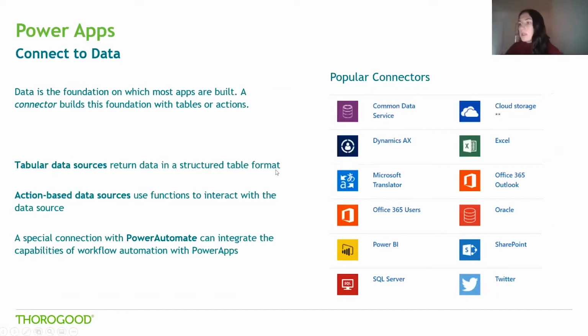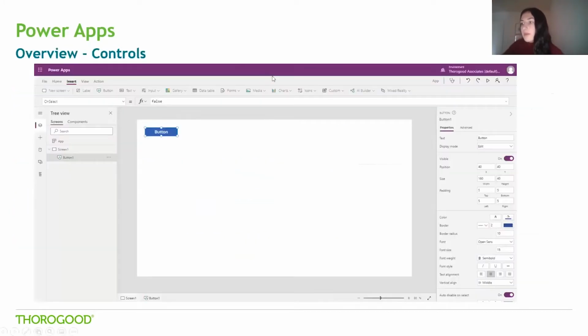Data is really the foundation upon which most apps are built, and PowerApps uses connectors to build this foundation and establish a connection and talk to a data source. There are a few different types of connections, such as tabular data sources, which will return data in a structured table format. PowerApps both retrieves table data and updates data in your data source. There's also action-based data sources, which use functions to interact with the data source, which allow you to pull only specific data.